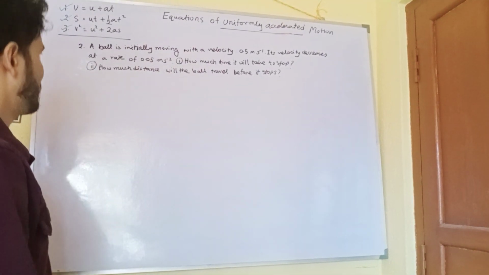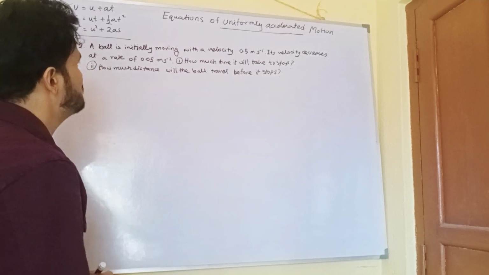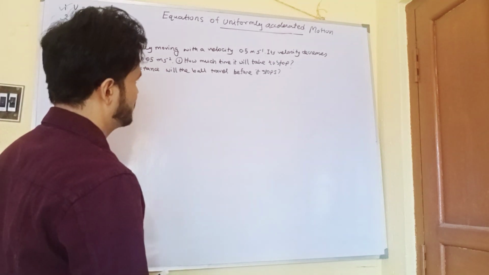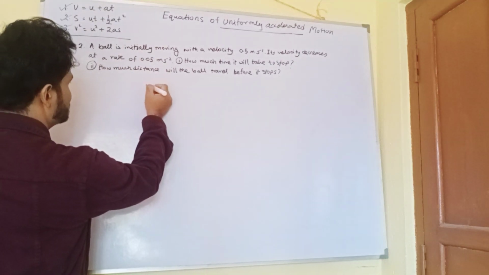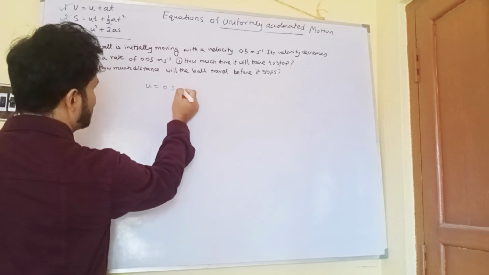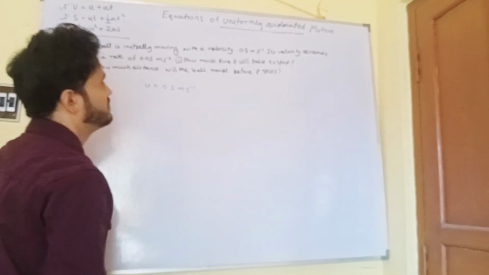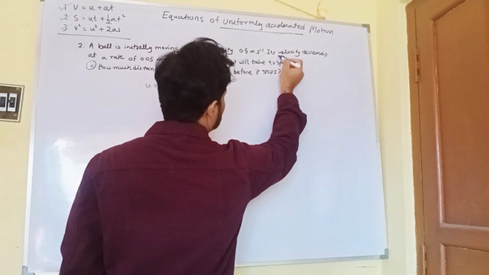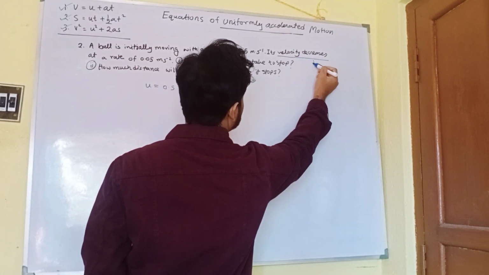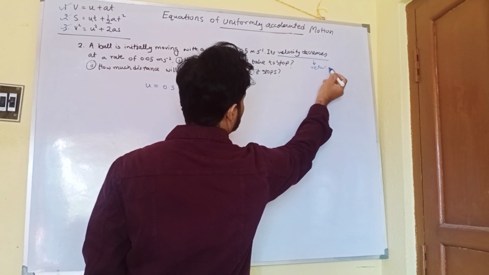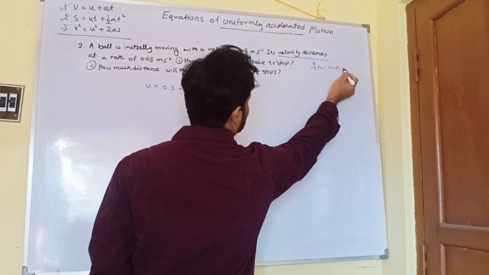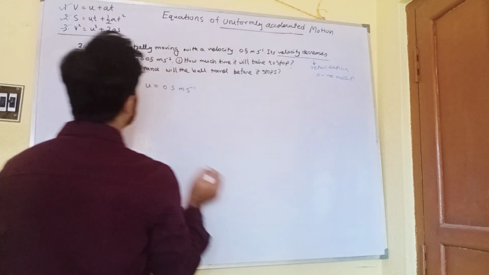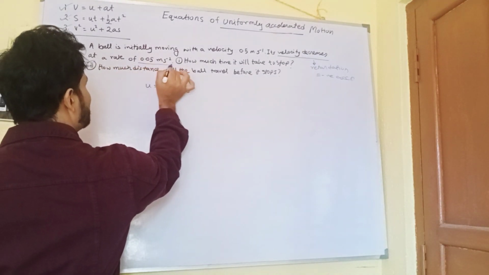So the second problem: a ball is initially moving with a velocity of 0.5 meter second inverse. So what is our initial velocity? 0.5 meter second inverse. Be careful about the unit. Its velocity decreases. That means there is a retardation or negative acceleration. Retardation is equal to negative acceleration at a rate of 0.5 meter into second inverse.